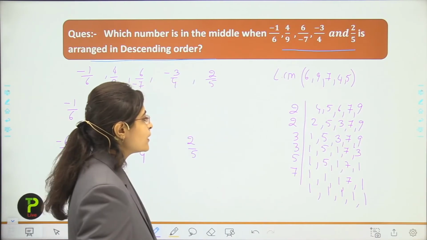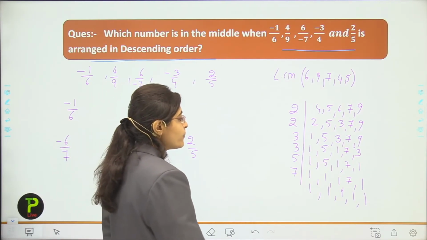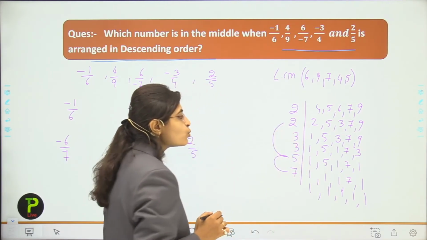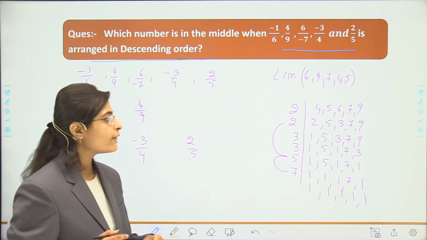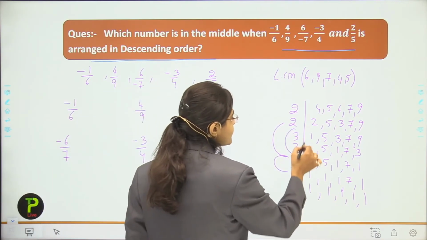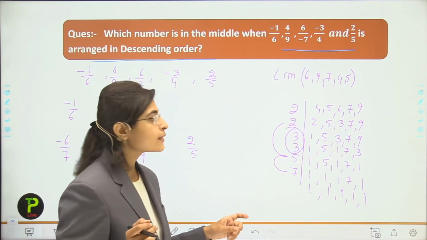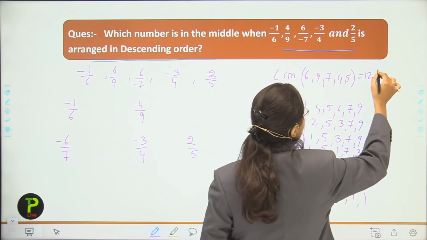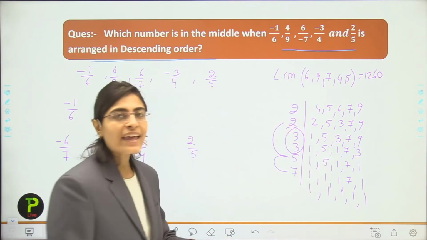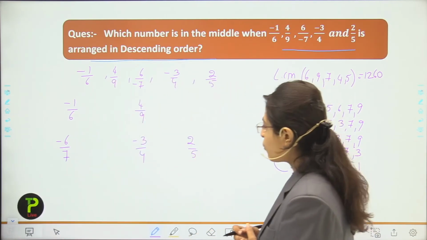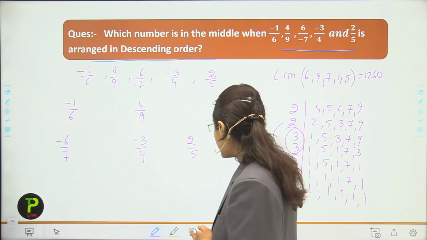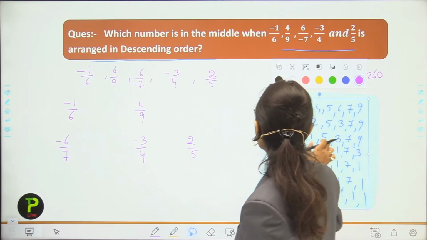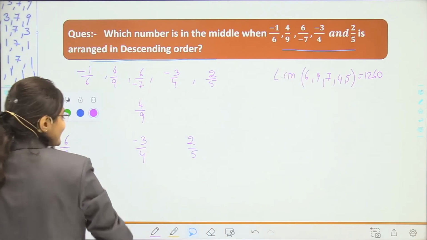Alright. So here let us multiply them. So it will be 7 5s are 35. 35 2s are 70. 70 9s are 7 9s are 63, 630. 630 into 2 will be 1260. Alright. So our LCM is 1260. Alright. So what we have to do? We have to simply make the denominators equal to 1260. Alright. So here let us start.